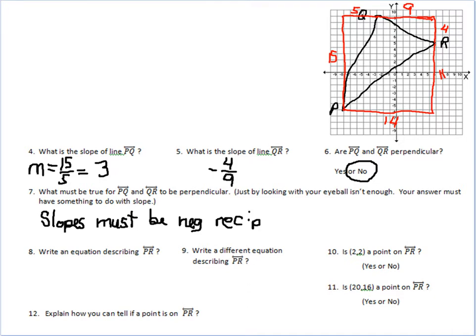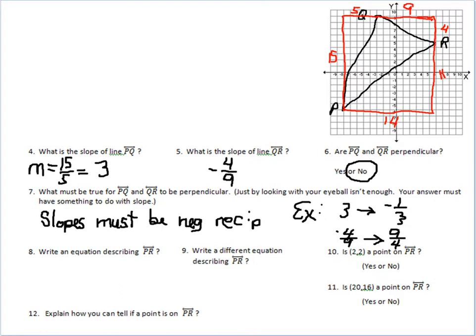Negative reciprocals. As an example, the negative reciprocal of 3 would be negative 1/3, and the other one, negative 4/9, the negative reciprocal would be positive 9/4.